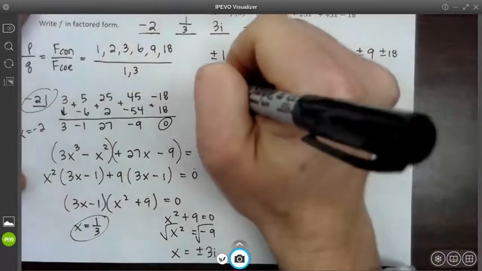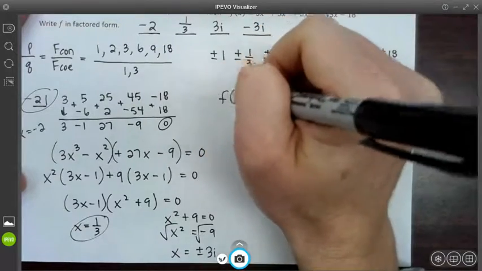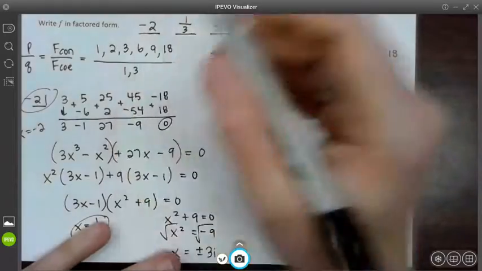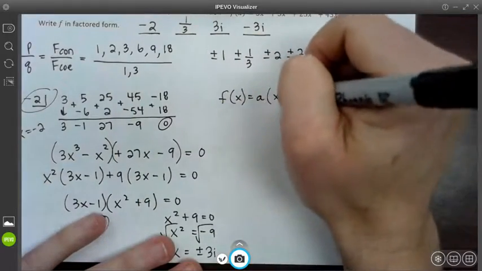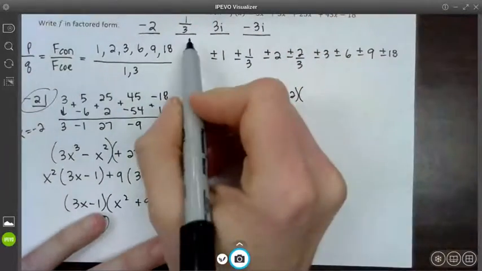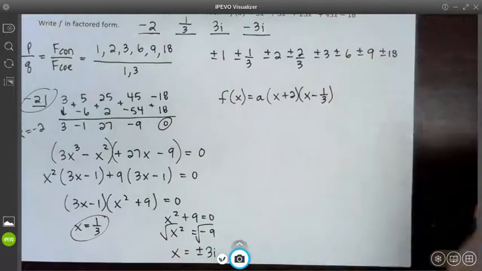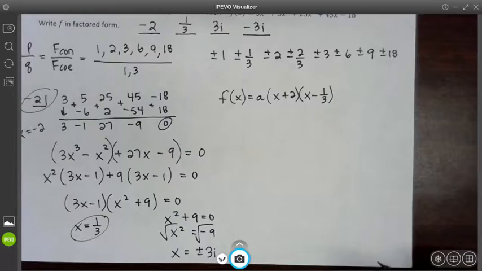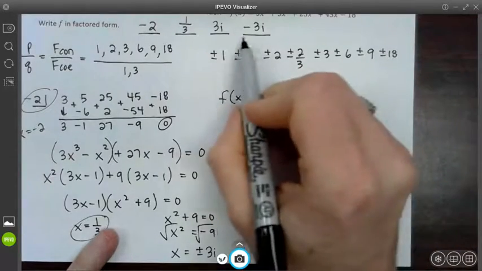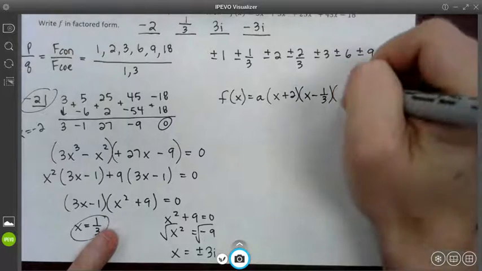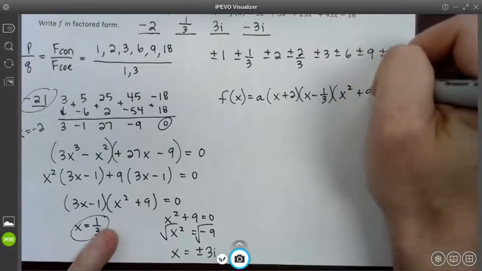So when I write it in factored form, I get f of x equals a, I always like to put a in case I need a leading coefficient. I can write -2 as a linear factor of x plus 2. I could write 1/3 as a linear factor of x minus 1/3. I know we usually don't see it like that, but you are allowed to write it like that. And then you could write these 2 zeros as the irreducible quadratic x squared plus 9.